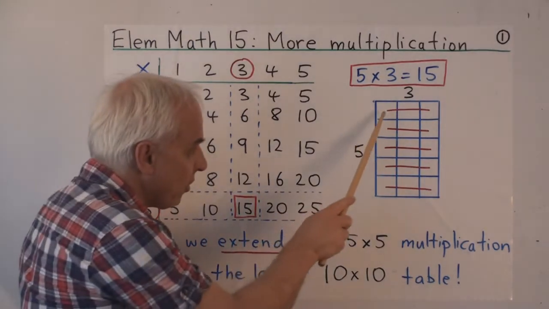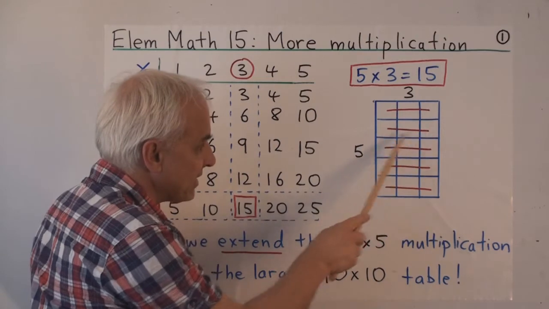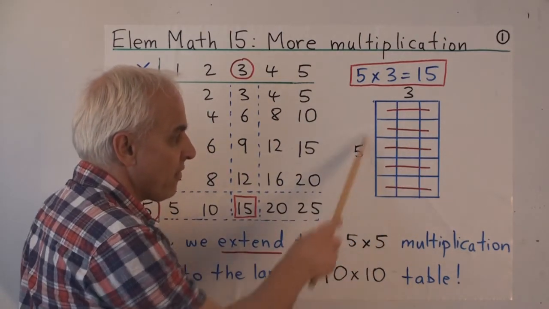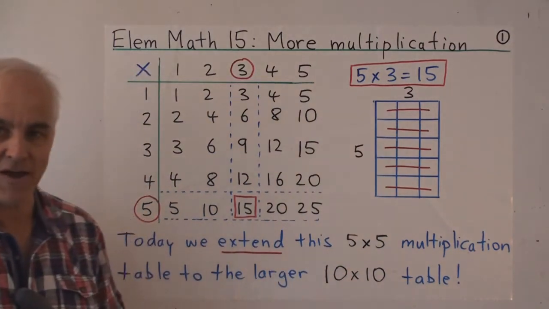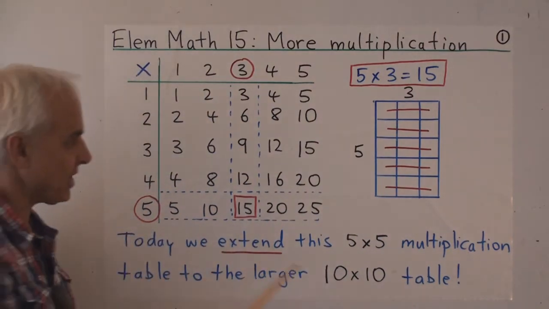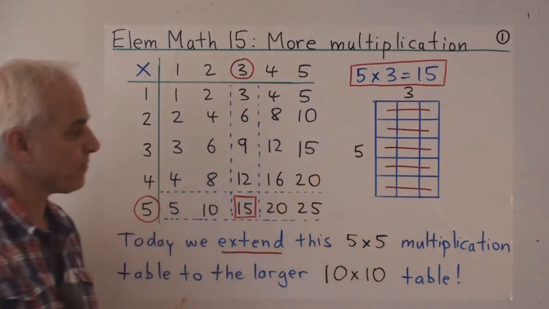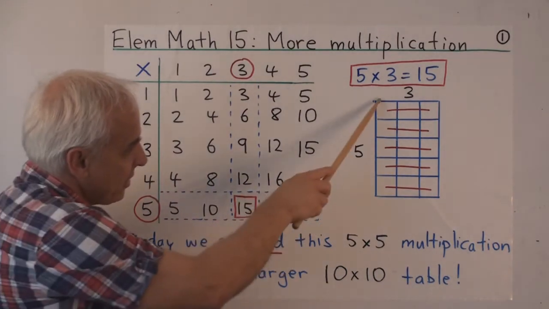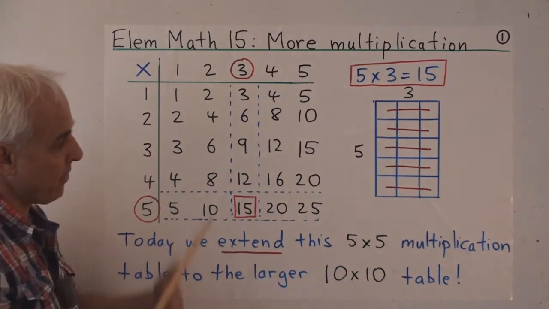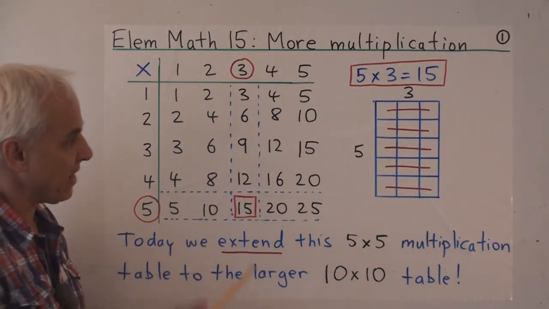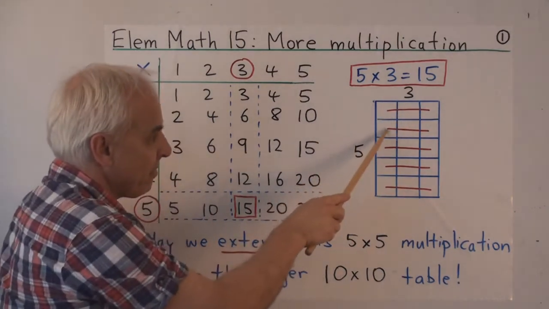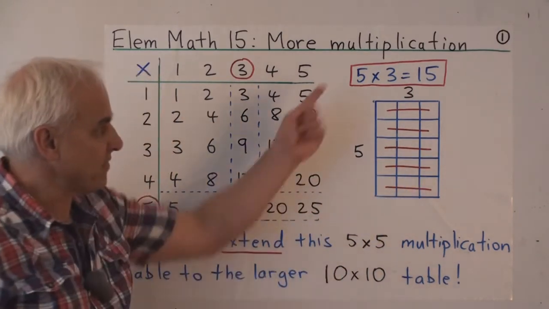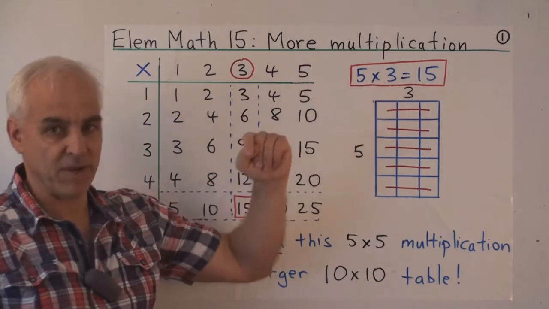And we can count 1, 2, 3, 4, 5, 6, 7, 8, 9, 10, 11, 12, 13, 14, 15. There are 15 little cells in this 5 by 3 rectangle. So we say that 5 times 3 is 15. In this case, 5 rows, 3 columns. And we can think about 5 times 3 as being 3 plus 3 plus 3 plus 3 plus 3. In other words, 5 copies of 3.